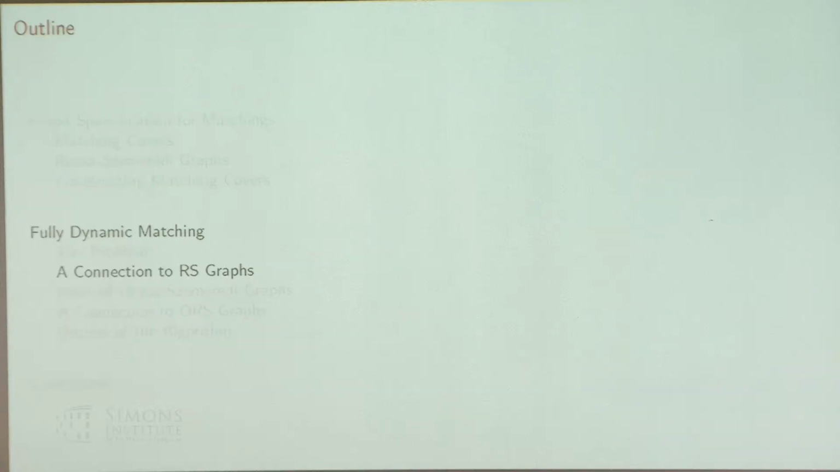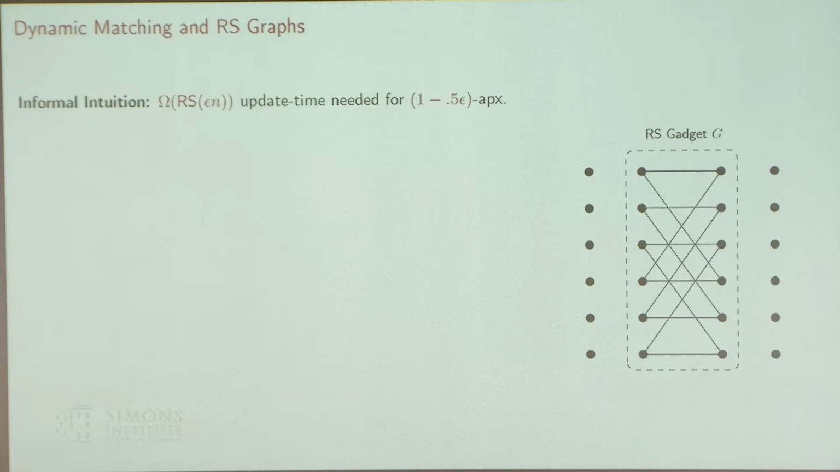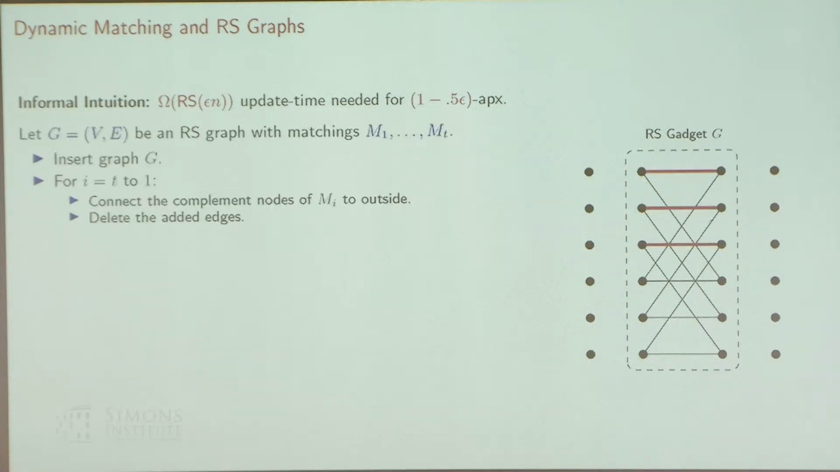Let me tell you a connection between the dynamic matching problem and RS graphs first. And then using that, I'll motivate ordered Ruzsa-Szemerédi graphs and define them. So take an RS graph G. Suppose that we insert all the edges of this RS gadget in the graph. We insert all of its edges one by one. And then here's the sequence of updates that the adversary feeds us.